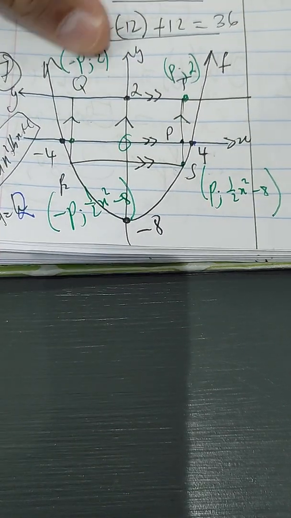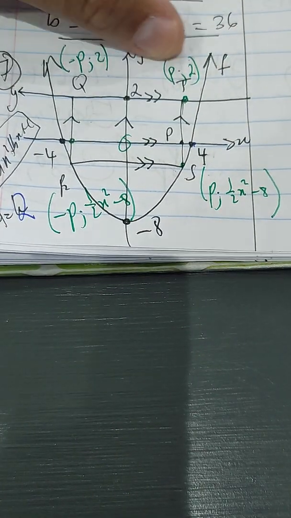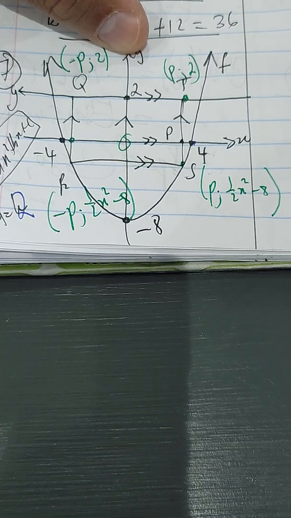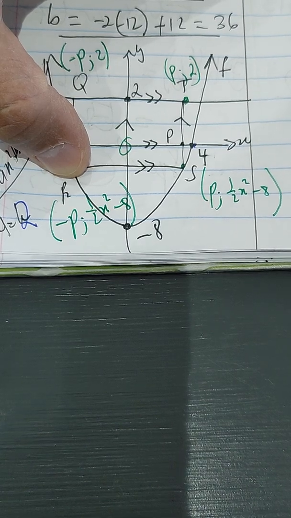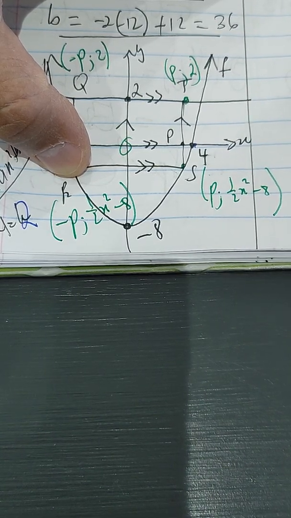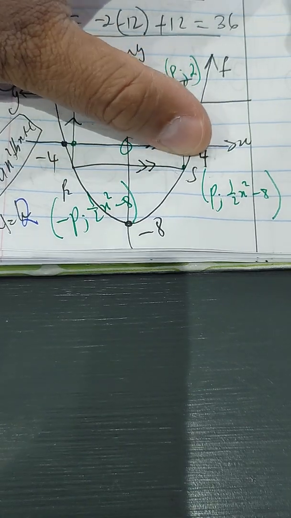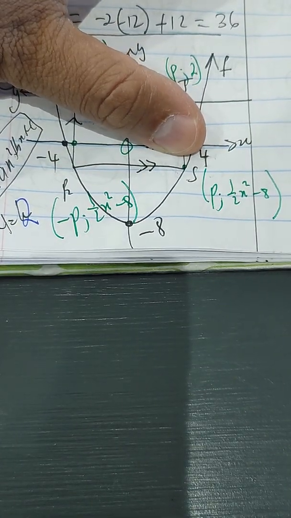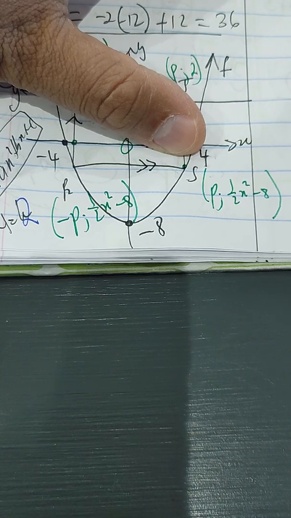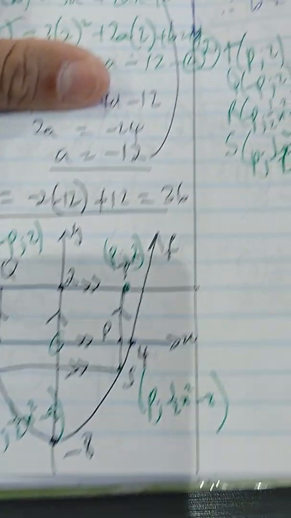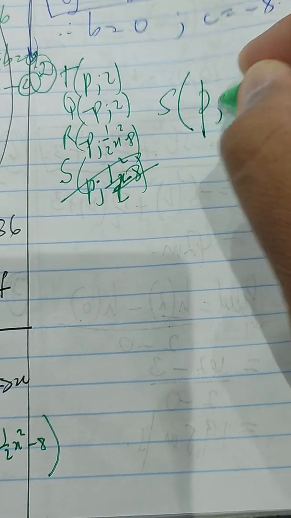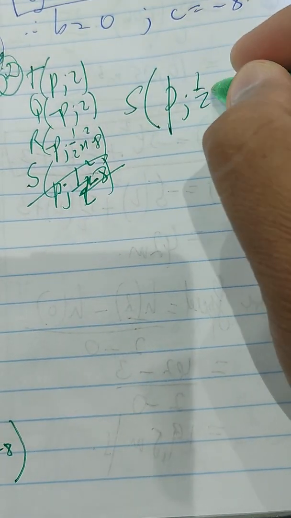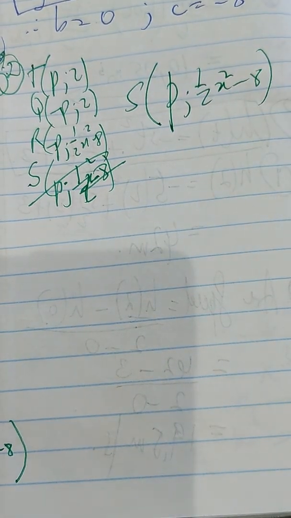Okay, so there is a lot of information on this little diagram here. So T is going to be P and 2. Q is negative P and 2. R is negative P and half x squared minus 8. And S, of course, is P and half x squared minus 8. Okay, another piece of writing here. Let's put this here: P and half x squared minus 8. Okay.